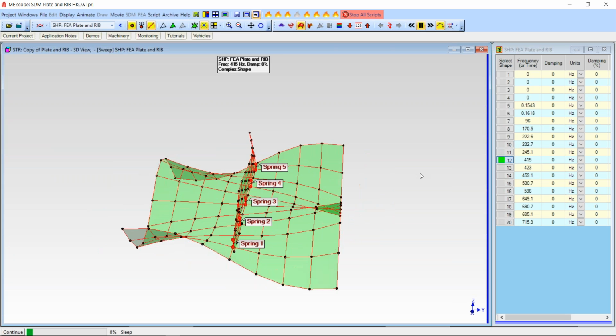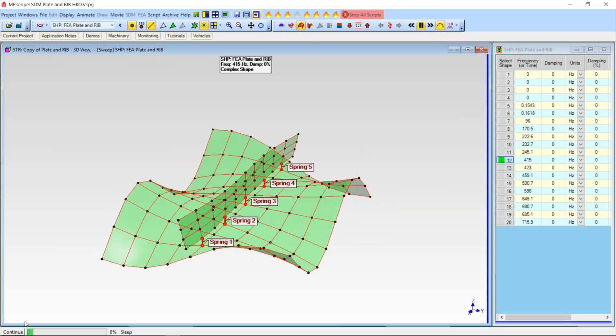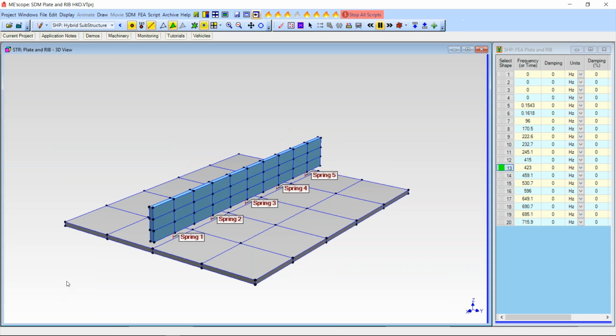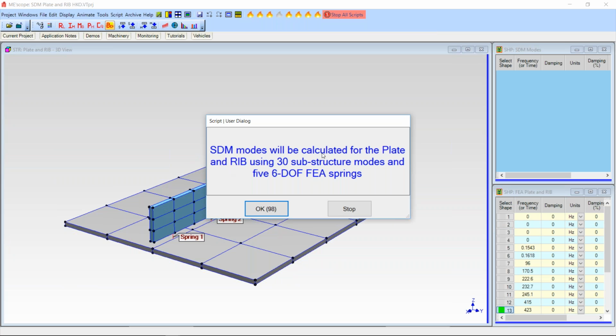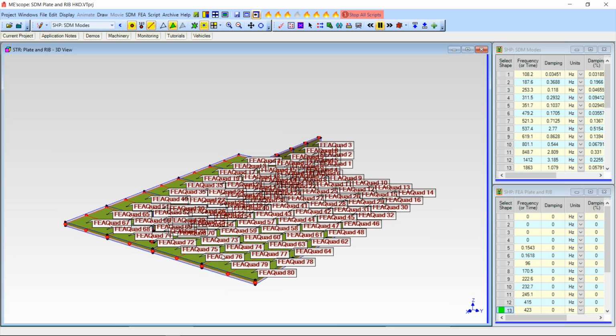There's another twisting mode of the rib and the plate combined. So let's just go on here and see what SDM comes up with now using a modal model. SDM modes will be calculated for the rib and the plate using 30 substructure modes and 5 6-degree freedom springs. So we looked at the substructure modes, and let's go on and let SDM solve for this case.